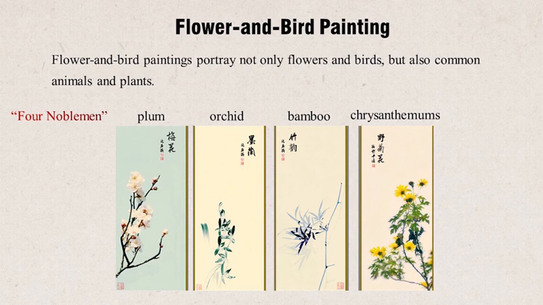Plum, growing in the cold winter, symbolizes strength. Orchid, growing in the deep valley, denounces fame and fortune. Bamboo, which is hollow and straight, represents modesty and integrity. And chrysanthemum, with light color and aroma, indicates nobleness.